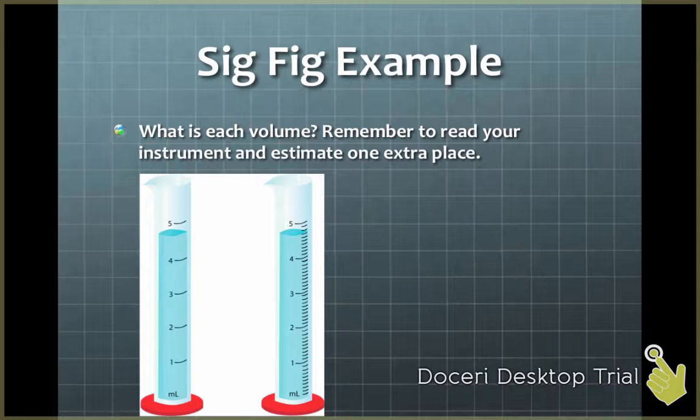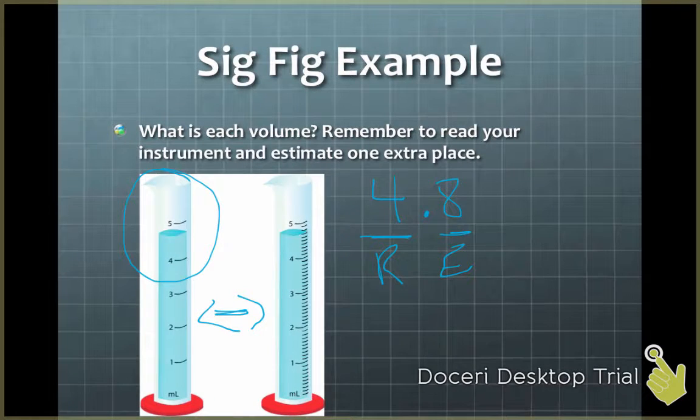Now, we can see that these two liquids look approximately the same, but remember, when we are taking measurements, you read your instrument and then you guess one more. So when we're reading this graduated cylinder on the left, we can see that it's above the 4, so that means that I can write 4. This is the one that we read, and then I need to estimate one more. So it's between the 4 and the 5, and it's closer to the 5 than it is to the 4. So my guess would be 4.8. This one is our estimated one.